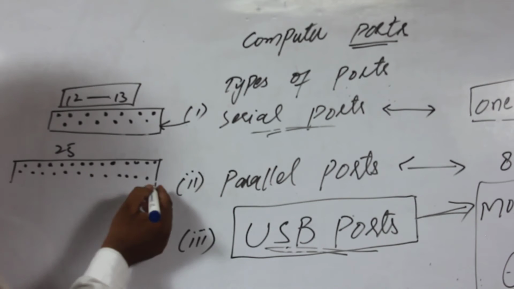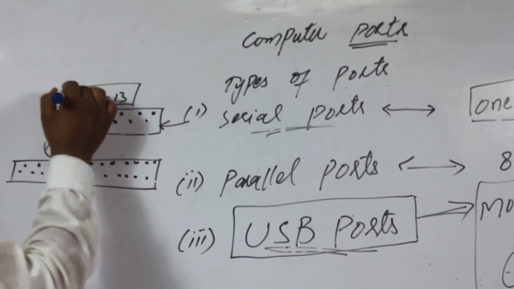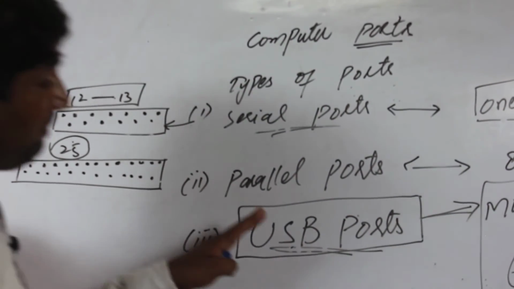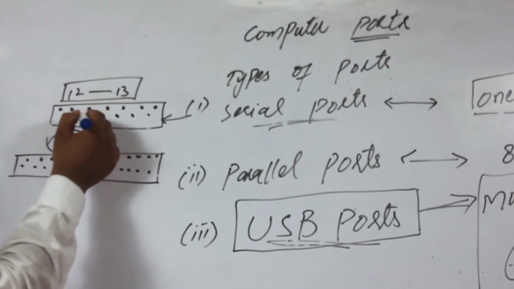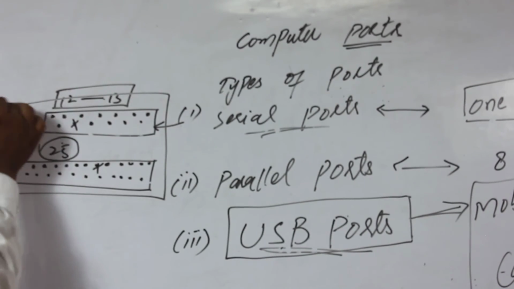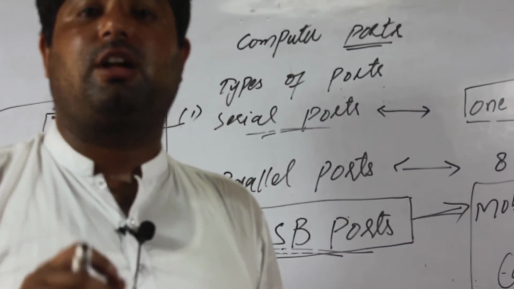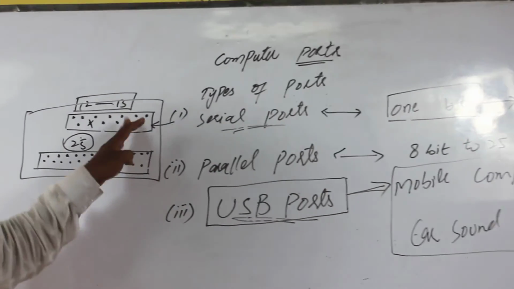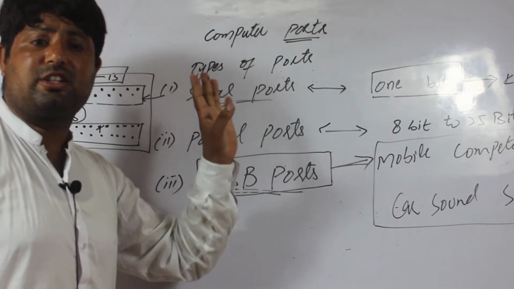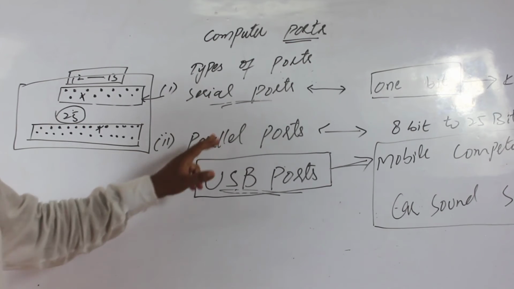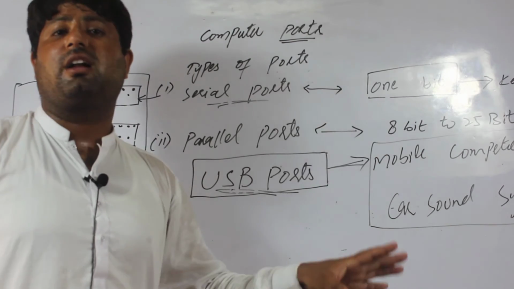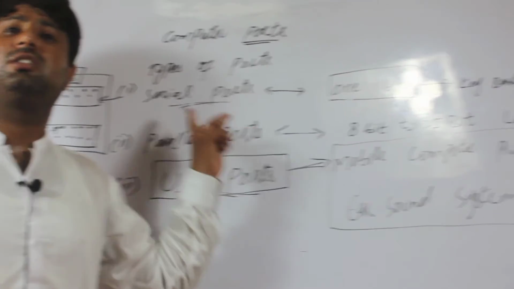It means in the parallel port 25 pins are attached, and in the serial port 12 or 13 pins are attached. If any one pin is damaged in either port, then the port does not do its proper work. If any pin is damaged, it means the whole serial port is damaged. It is the biggest problem of serial ports and parallel ports. If one pin is damaged, then the whole cable is damaged. We cannot use it.